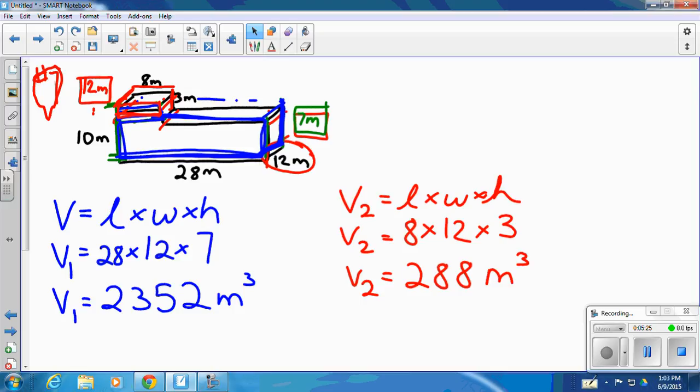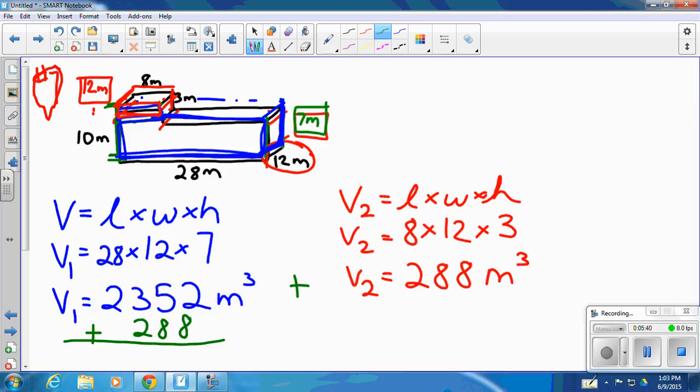Okay, so now we have the two rectangular prism volumes, so now we need to add those together. So we're going to add these two numbers together. Let's just bring this one over here, 288. 8 plus 2 is 10. 8 plus 5 is 13 plus 1 is 14. 5 plus 1 is 6. Okay, 2,640, which is our answer that we came up with, or that we should have. And that is the final answer.